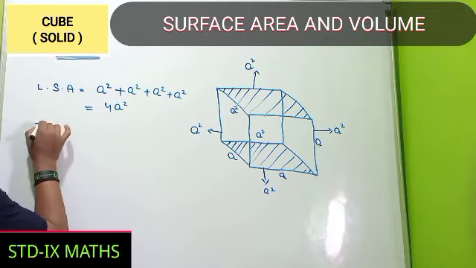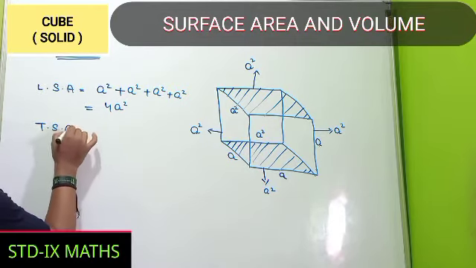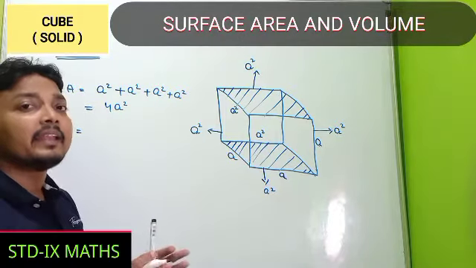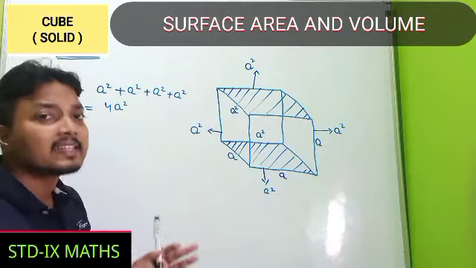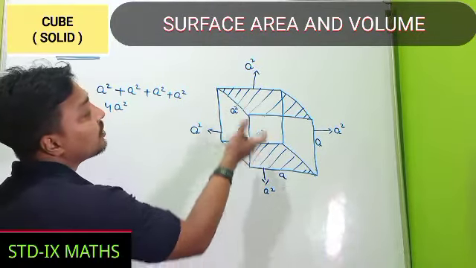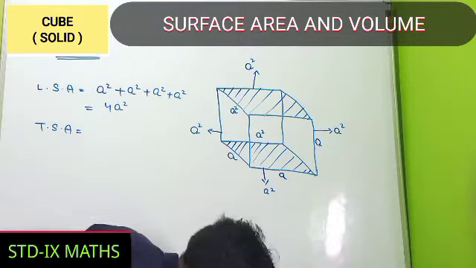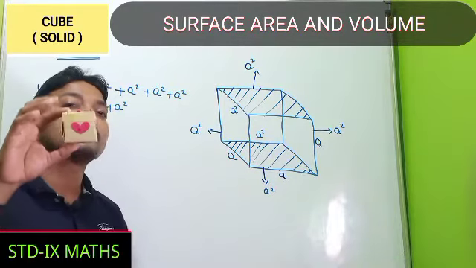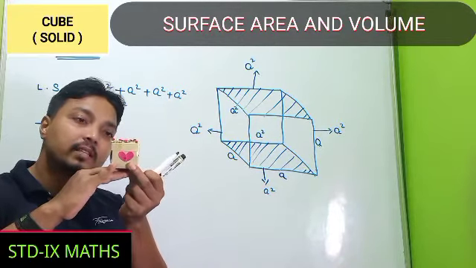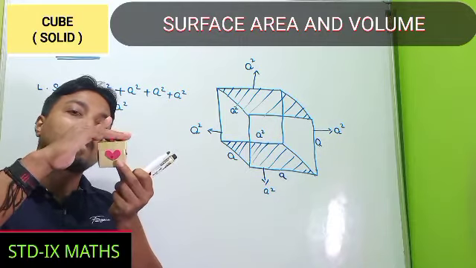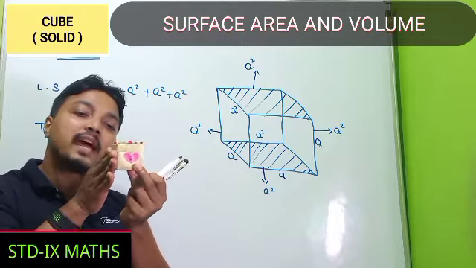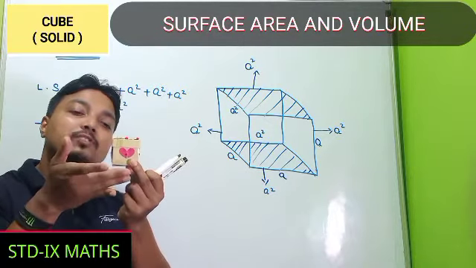And the total surface area means the sum of the areas of its 6 identical faces: front, back, right, left, top and below. Suppose this one is the cube, and this one is the base. Then this one is the top. Now, which faces are attached to the base? These faces are attached to the base, and this face is attached to the base.